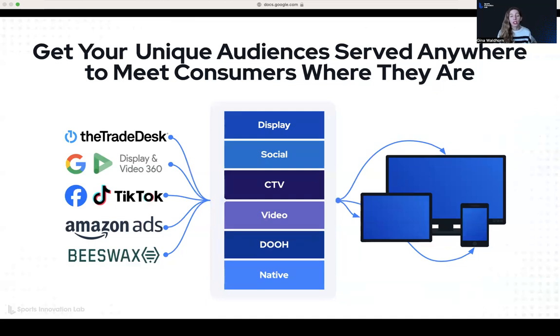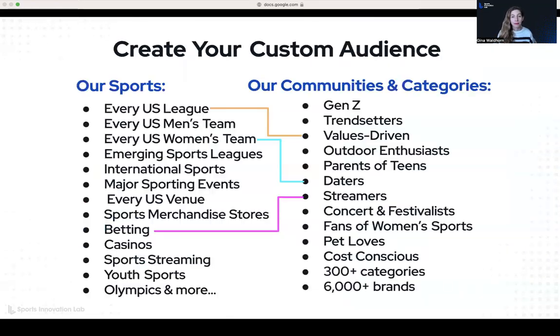Finally, we can push all of these unique audiences anywhere that meets your consumers where they are. These aren't just digital audiences. They can live in out of home. They can live on CTV. They can live on OTT. So chat with us, reach out to us, and ask us how we can push these addressable audiences to the platforms where you're currently using data or buying to find addressable consumers.